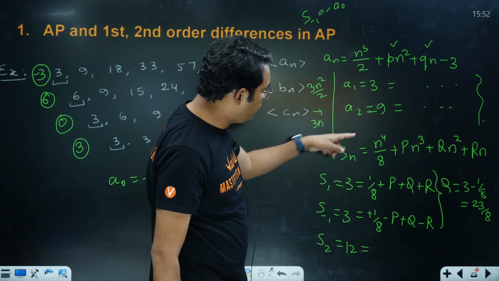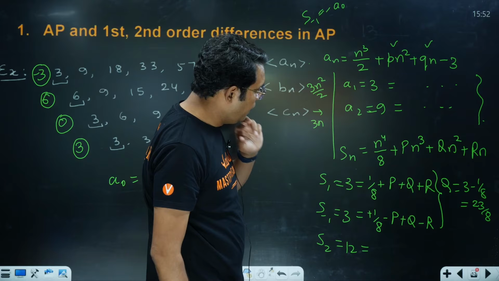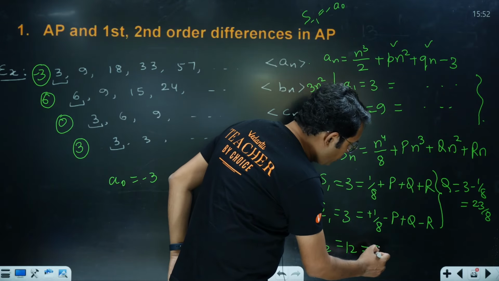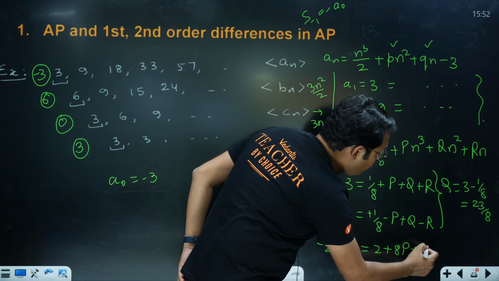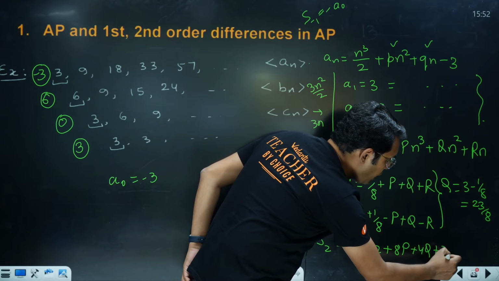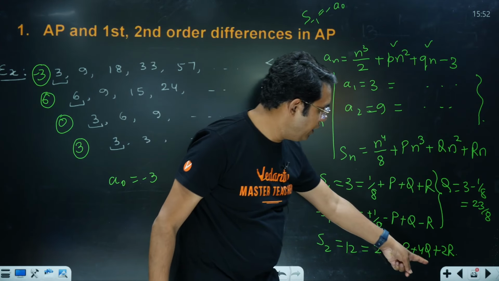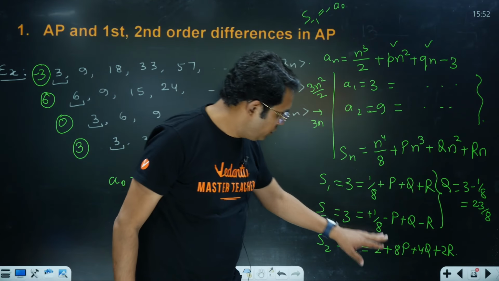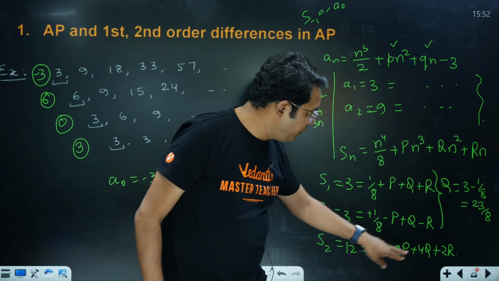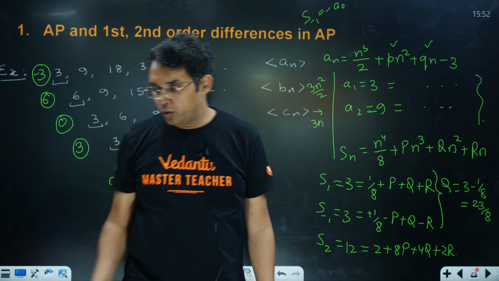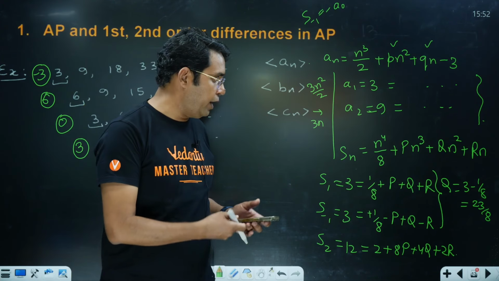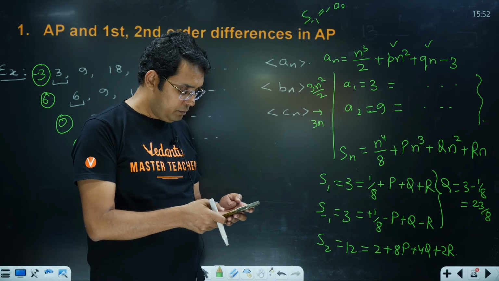So that will be equal to, if you put n equal to 2 here, 16 by 8. So 2 plus 8p plus 4q plus 2r. Okay, already the value of q is found. So now to find p and r, you can use maybe this equation with this, or any 2 equations you can use, and you will be able to find p and r.